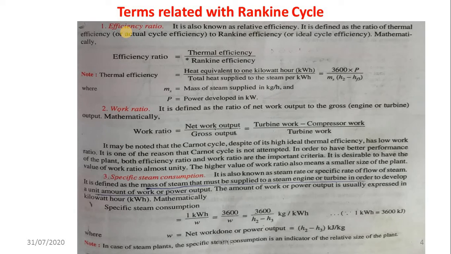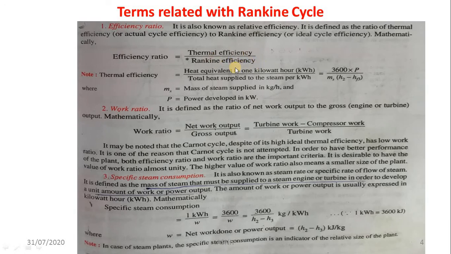But here, some important terms are required while solving numericals related to the Rankine cycle. So the first important term is the efficiency ratio. The efficiency ratio is defined as the ratio of thermal efficiency, that is the actual cycle efficiency, to Rankine efficiency. So efficiency ratio is equal to thermal efficiency upon Rankine efficiency.